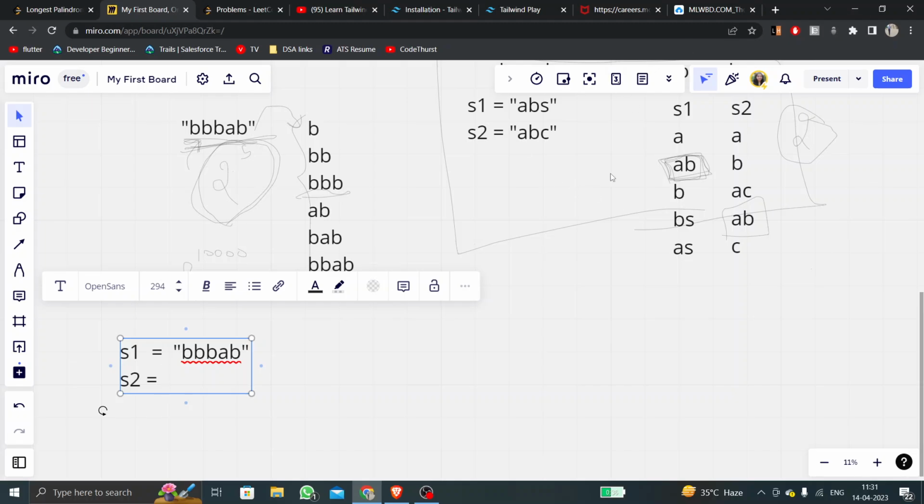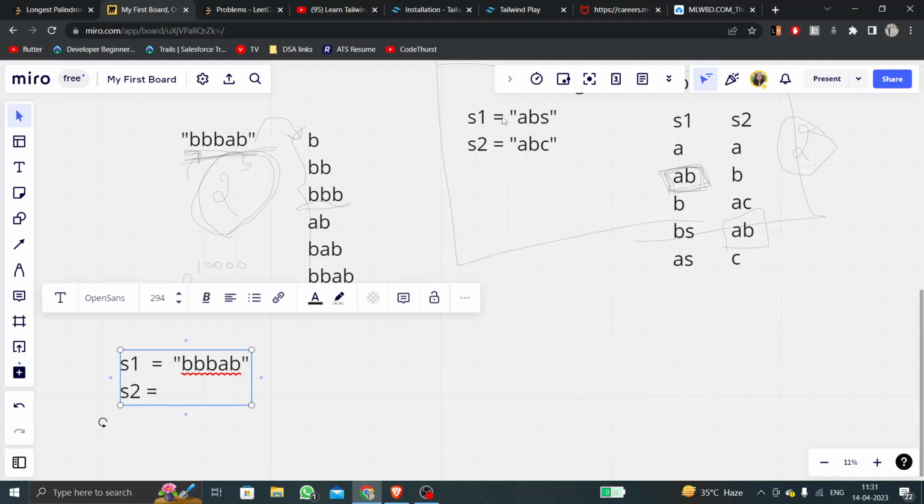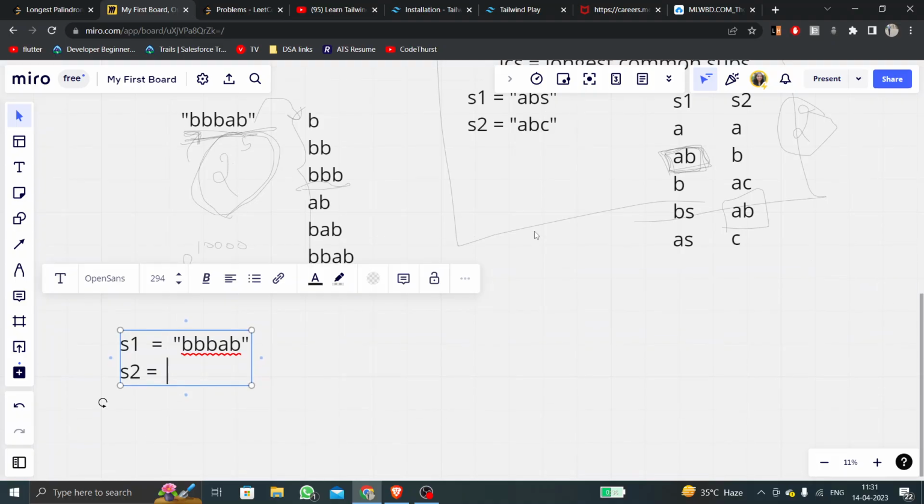In LCS we see in these two strings which is the common subsequence, and we return the length of the longest common subsequence. I want you to be very focused in this question.